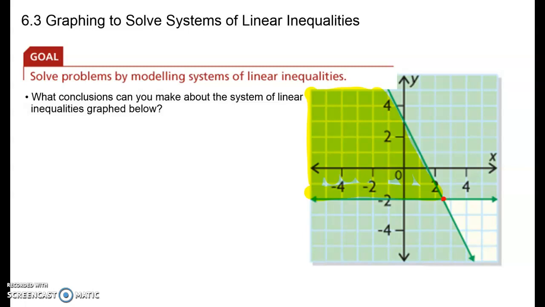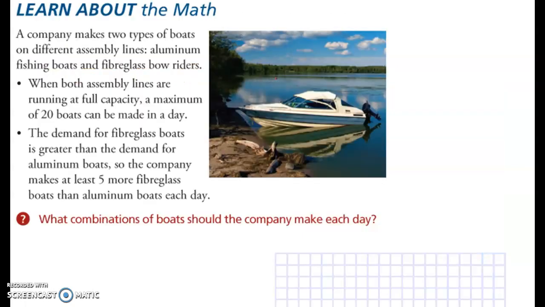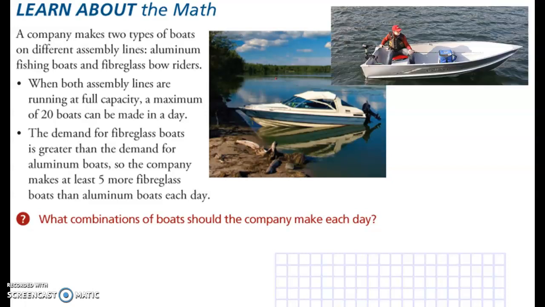Let's flip the page. Let's try this one together. A company is making two types of boats on two different assembly lines. They're making aluminum fishing boats, and they're making fiberglass bow riders. Okay, there I inserted a picture of an aluminum fishing boat so you could tell the difference. I think the Lund company makes both these kinds of boats, probably other boat companies as well.